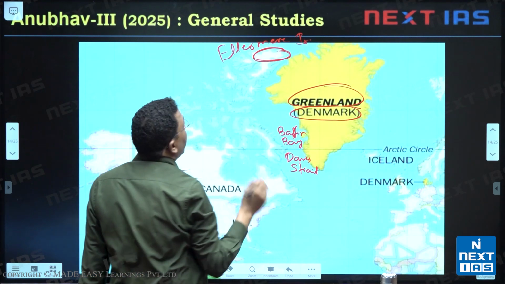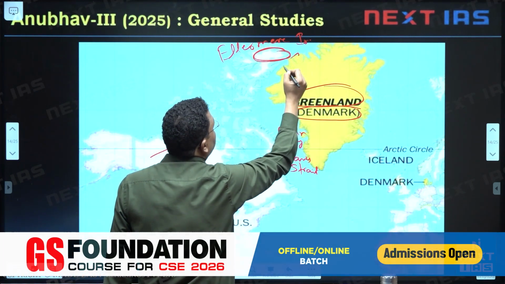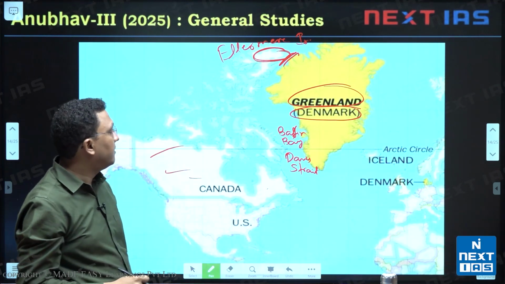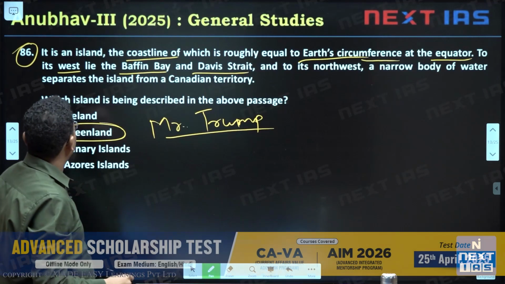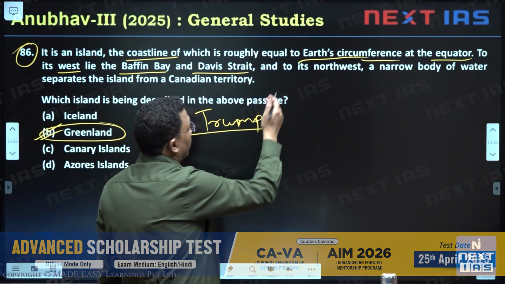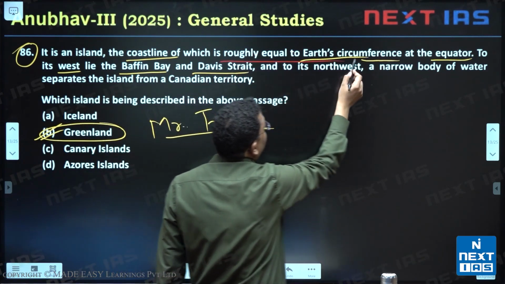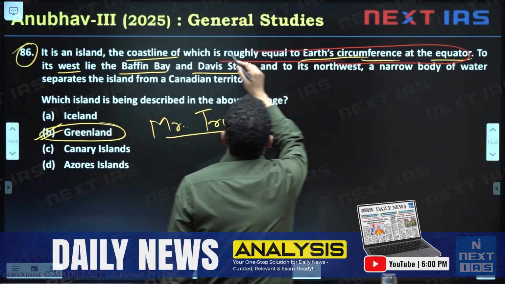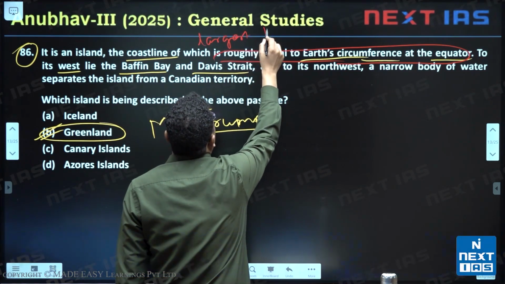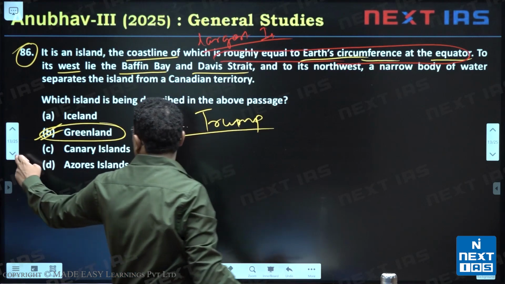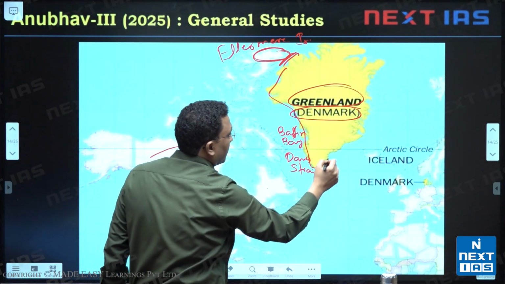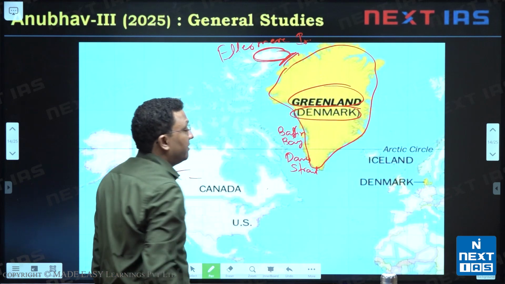Ellesmere Island, right? And this is separated from Greenland only by a narrow passage of water, right? So this is what the question is saying. It is an island, the coastline of which is roughly equal. This is one interesting fact about Greenland actually. Greenland is the largest island of the world. Largest island, right? And the length of its coastline is equal to the circumference of Earth at the equator, right?